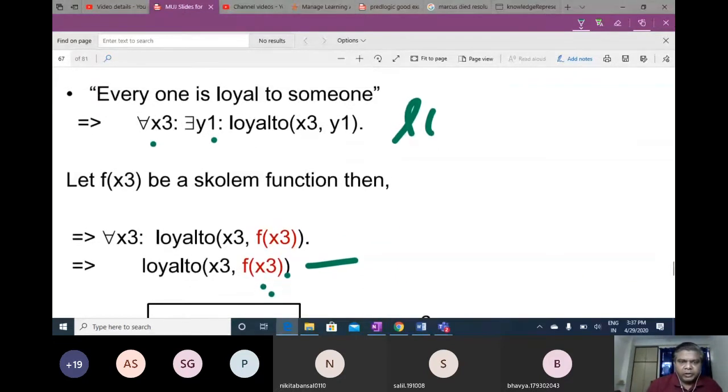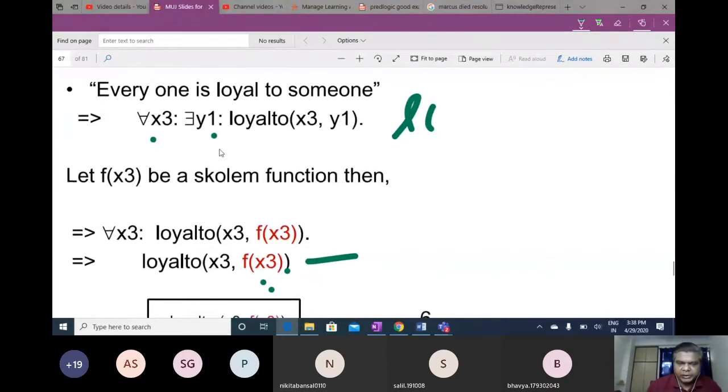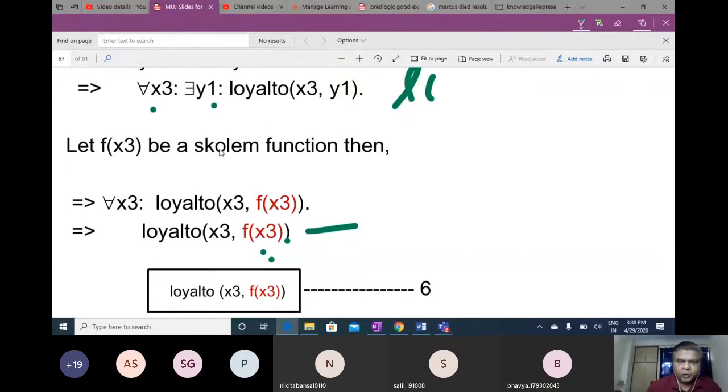Now we don't have any other step. Instead, we just have to eliminate first this quantifier, that is the existential quantifier, and then we have to remove the universal quantifier. So for removing the existential quantifier, as we have just seen, we just have to replace it by a Skolem function or Skolem constant.